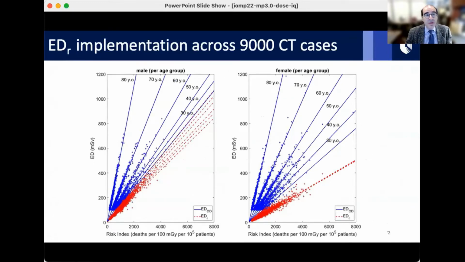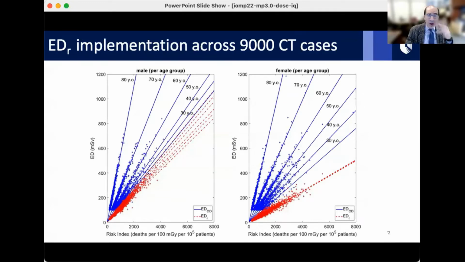And you see that different ages of the patients, as a function of risk on the x-axis, for a standard effective dose, line up in different lines. But when we essentially incorporate the patient's sex and patient age into our estimate, they line up together. So essentially, we will have a singular metric that is most reflective of the risk of the patient than any other metrics that we have.